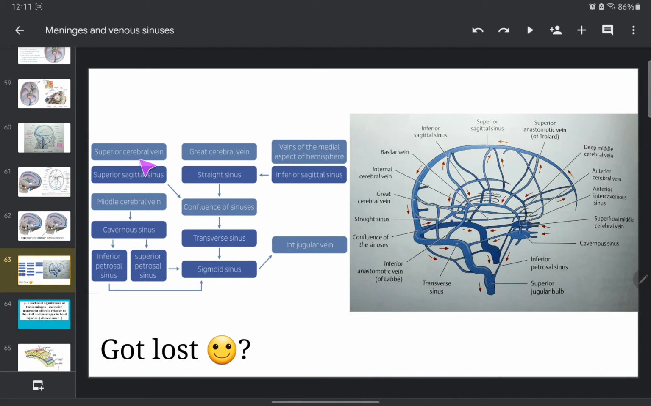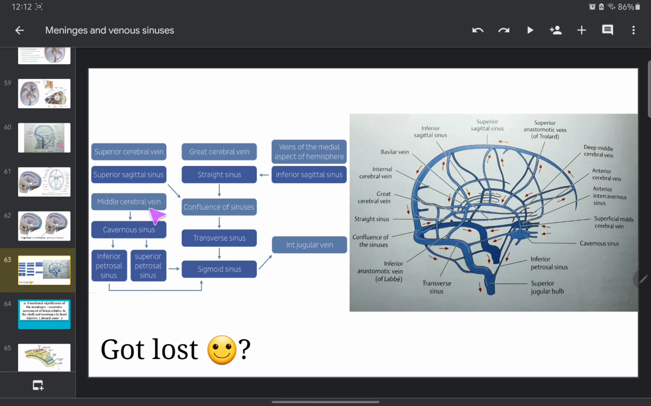We have the superior cerebral vein, the great cerebral vein, and the veins of the medial aspect of the hemisphere. The veins of the medial aspect drain into the inferior sagittal vein and also into the superior sagittal vein. The superior sagittal vein drains into the confluence of sinuses, and the inferior sagittal vein joins with the great cerebral vein, forming the straight sinus, which also drains into the confluence of sinuses.